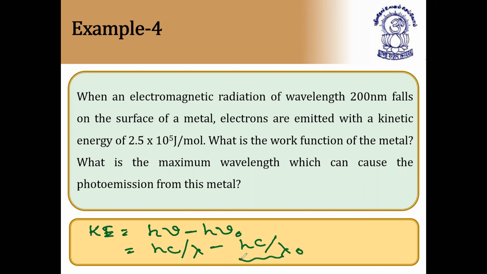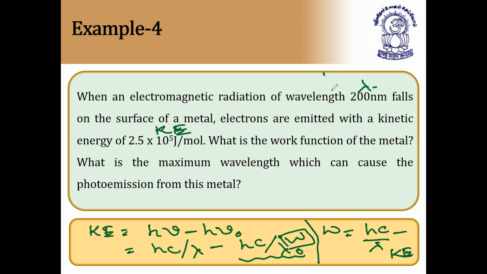h into c by lambda naught is called W, and sending W to that side and kinetic energy to this side, W, that is the work function of the metal, is equal to h into c by lambda minus kinetic energy. First we have to find out h into c by lambda. They are given the h value, that is Planck's constant, kinetic energy is given, and lambda is given as 200 nanometers. C value is 3 into 10 to the power of 8 meters per second. And this 200 nanometers you have to convert into meters, that is 10 to the power of minus 9.